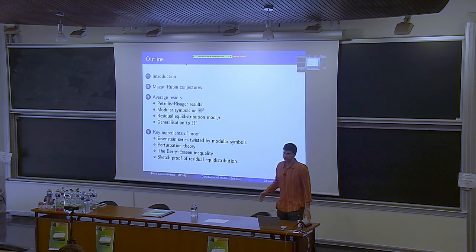And then we'll see that these conjectures are very much out of reach, but we have some average results towards these conjectures. So I'll talk about the works of Petridis and Risager, about my work generalizing their work, and see how I develop a different method and how my method can be made to work in different settings, such as the three-dimensional hyperbolic space. And then we look at a different side of distribution, the residual distribution mod P of modular symbols, and then again how we can generalize all this work to cohomology classes in the n-dimensional hyperbolic space.